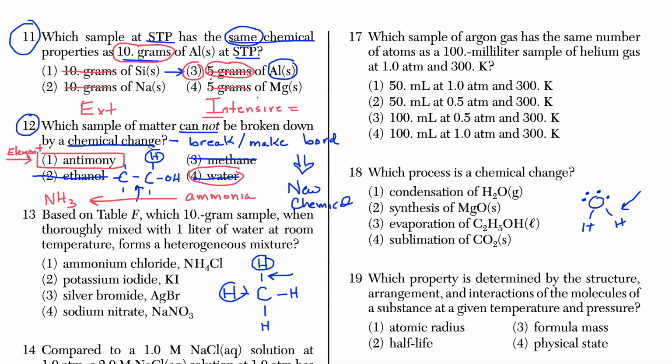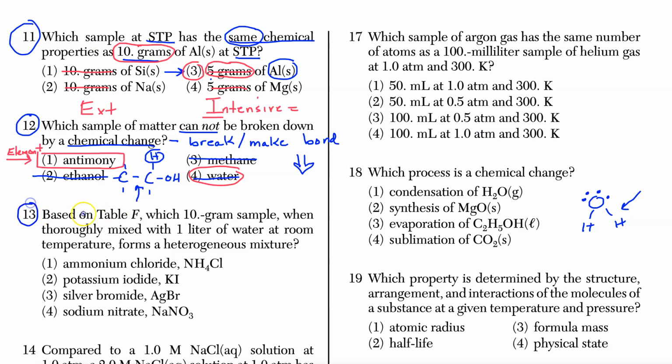On to number 13. Number 13, based on Table F. Okay, well, we should go there, right? It's telling you: which 10-gram sample, when thoroughly mixed with 1 liter of water at room temperature, forms a heterogeneous mixture? Okay. Well, we should know a heterogeneous mixture is a mixture of 2 or more substances, an element, a compound, 2 compounds, that is not evenly mixed.